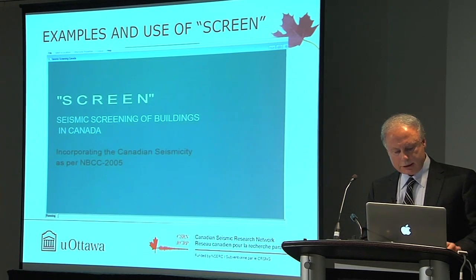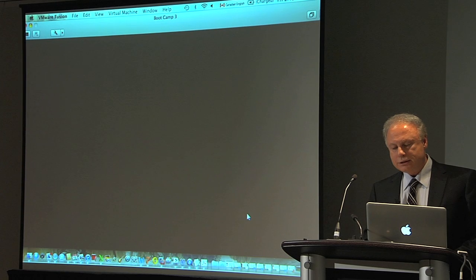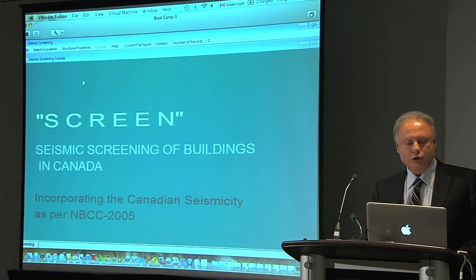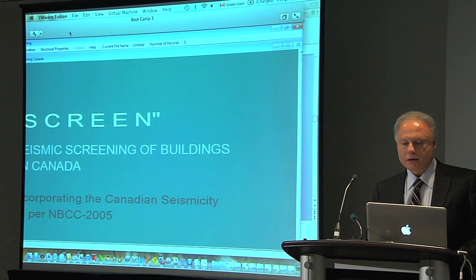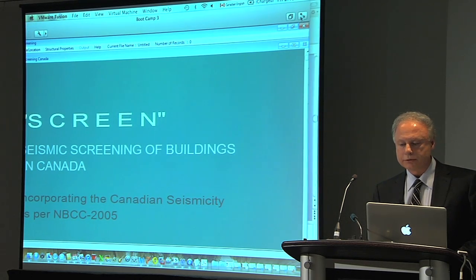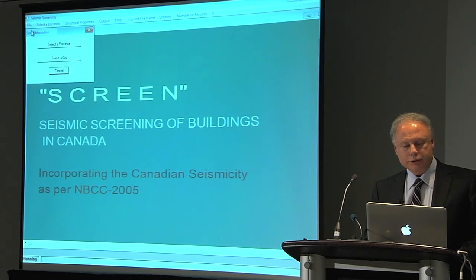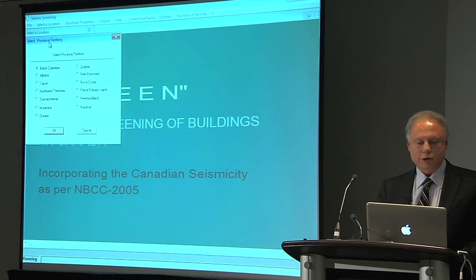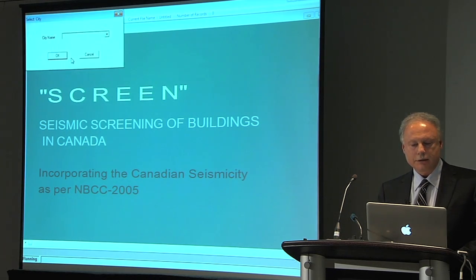Now, very quickly, I'd like to show you this software and see if we could at least give you a feel for it. Let me see if I could bring it to full screen. This is a Windows-based software, and you first have to open a new file and select the province. Let's look at Ontario, and perhaps select Ottawa.